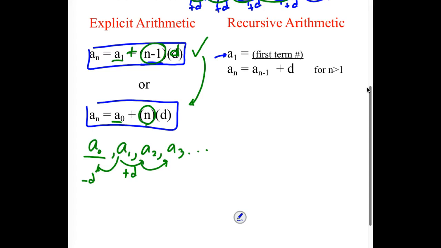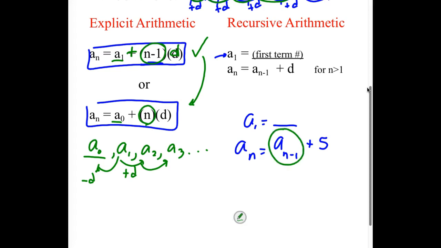If there is no previous term, I can't generate the list. So if I gave you a statement like a sub n equals a sub n minus 1 plus 5, great. It's arithmetic. I'm adding 5 each time, but there's nothing to add 5 to. So I'd have to give you a starting number. Okay? So you do need both parts when you write it recursively.